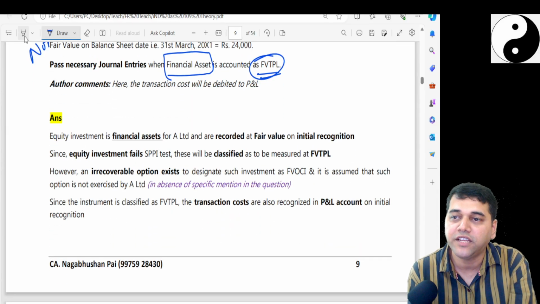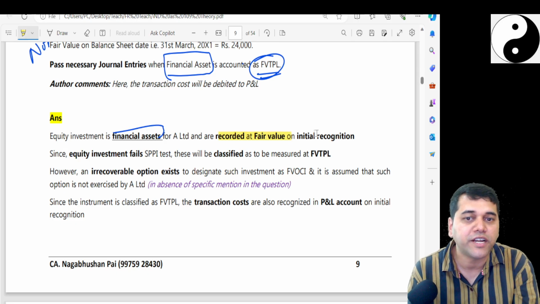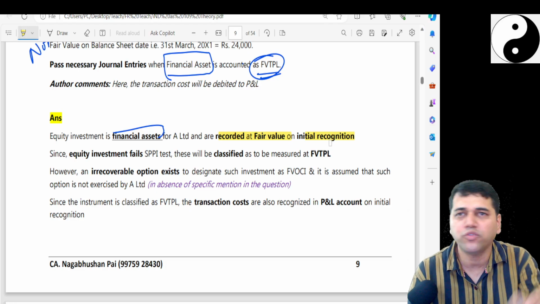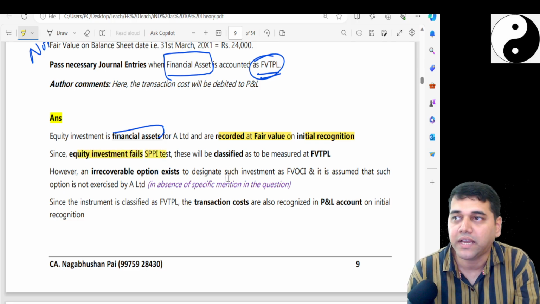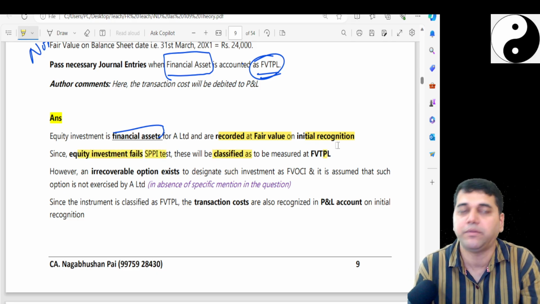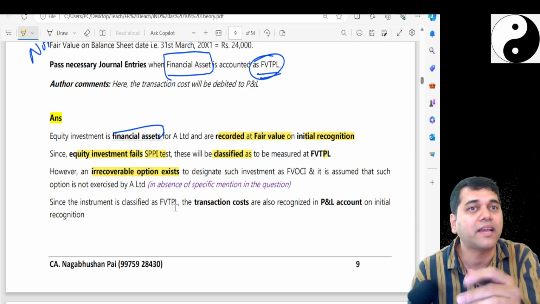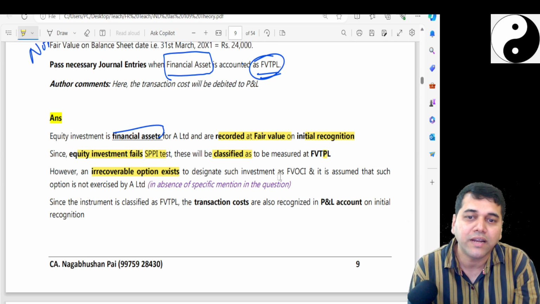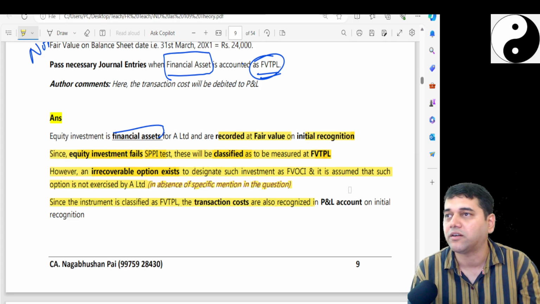So you say that the equity instrument is a financial asset to A limited, and you need to record it at fair value. What is the fair value? The transaction price, because you cannot compare equity and all. And equity is going to fail SPPI. It is classified at FVTPL by default. There is one option, but the question is silent about the option. So what will we assume? Not opted. If we don't opt, then we will classify it at FVTPL. Then transaction cost will go into the P&L account.